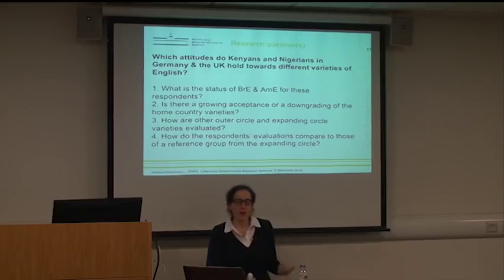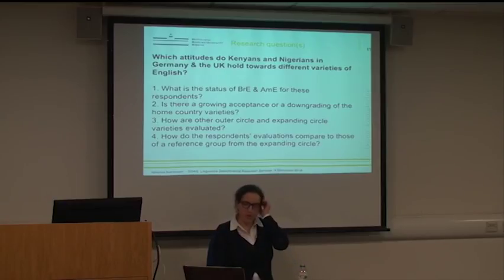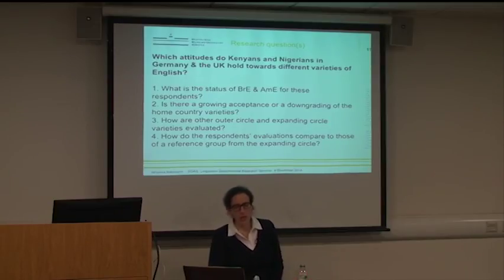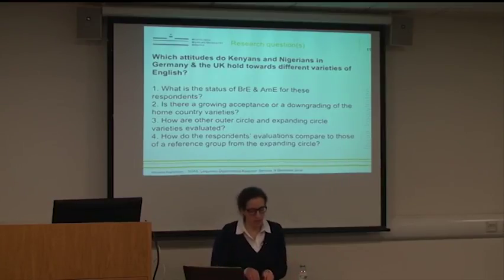The research questions that I'm asking, so the overarching question is obviously tied to my aims very much. Which attitudes do Kenyans and Nigerians in Germany and the UK hold towards different varieties of English? But then there are a couple of sub-questions that I'm particularly interested in, also in the light of the previous research that I've just very briefly had a look at with you. So one important question is, what is the status of British and American English for my respondents? Then, is there a growing acceptance or a downgrading of the home country varieties for my respondents? And then, because I would like to get a little more complete picture, I would also like to ask, how are other outer circle and expanding circle varieties evaluated?